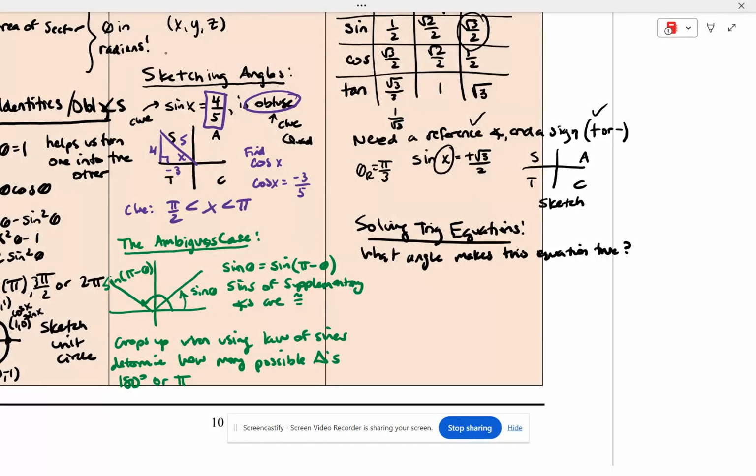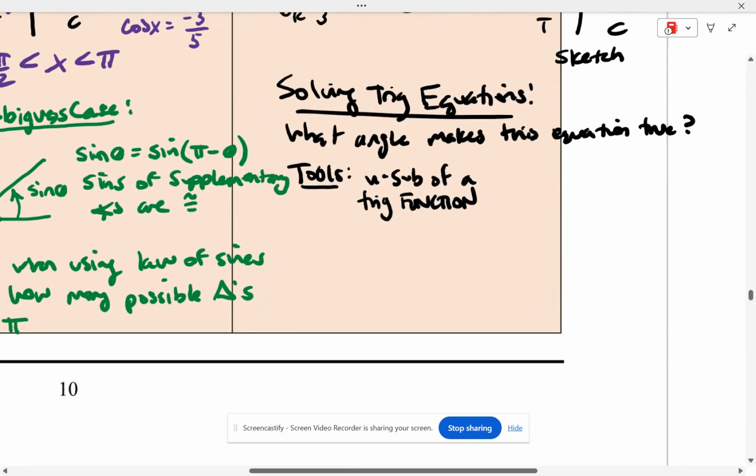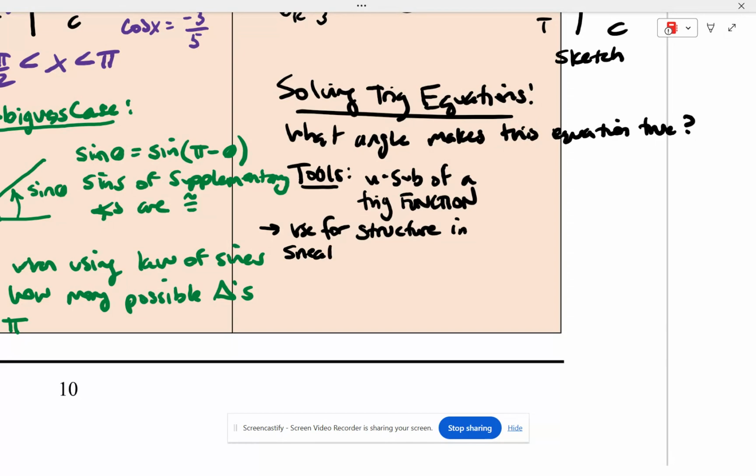So there are a couple of tools available for you to solve trig equations. One of them is u sub of a trig function. This is when you use u substitution for structure. You use these in sneaky quadratics. For example, you would have like cosine squared x plus cosine x plus 5 equals 0. You would let u equal cosine of x.